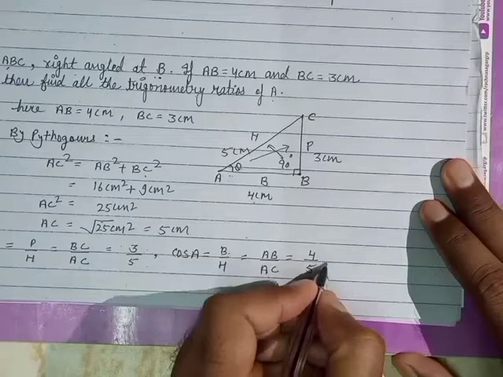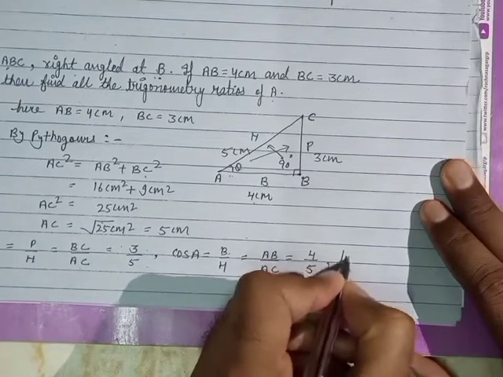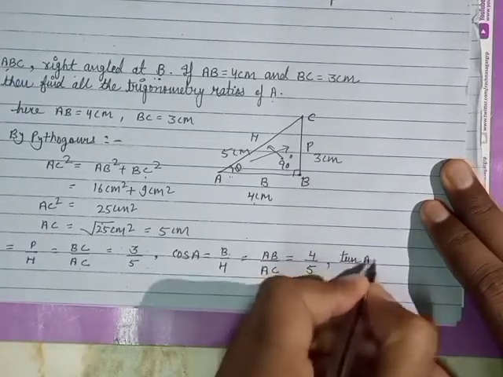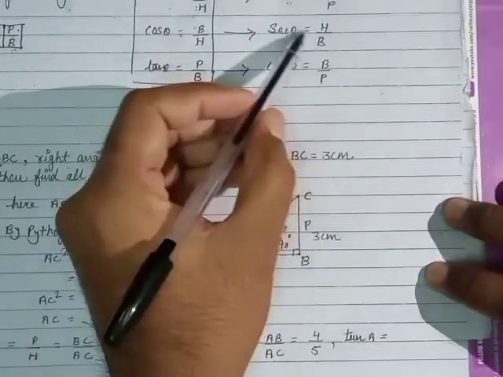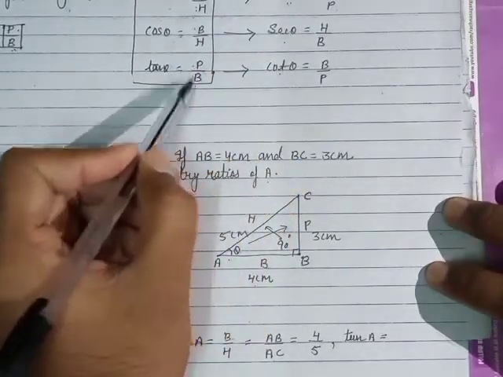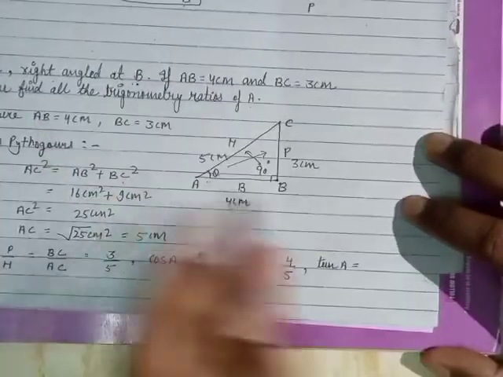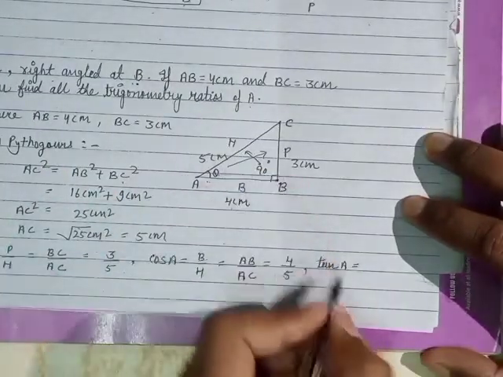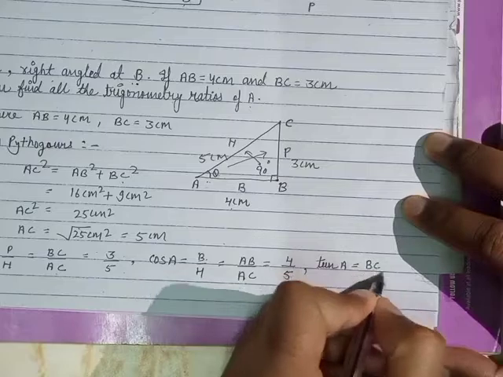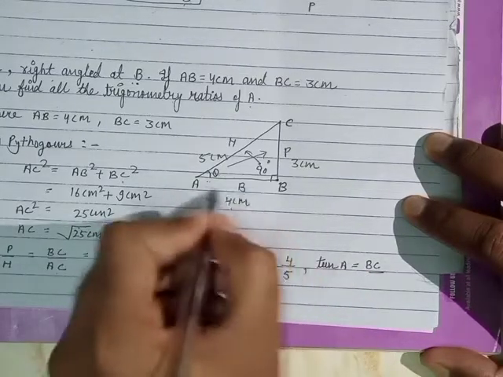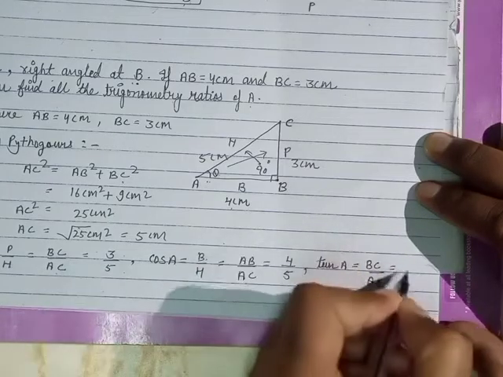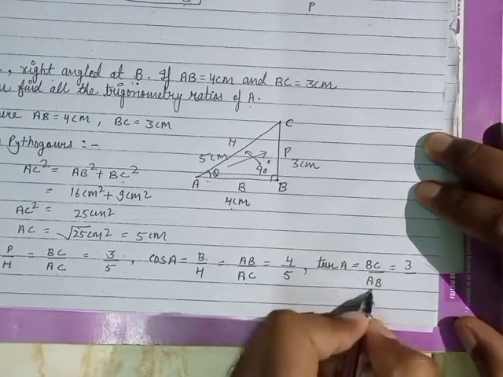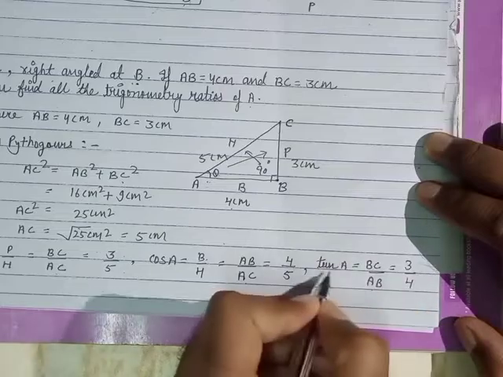Now we will find the tan value here. Tan A, you can see here, it will be perpendicular upon base. Perpendicular here you can see BC upon base value AB. BC value here you can see 3 centimeter and AB here 4 centimeter. Then the ratio of tan A will be 3 upon 4.